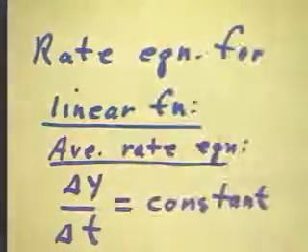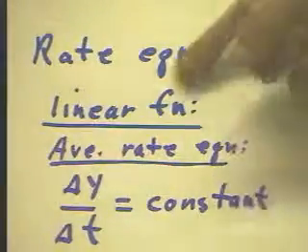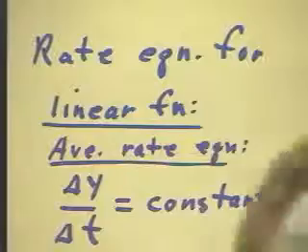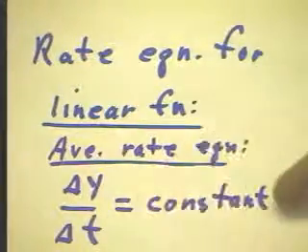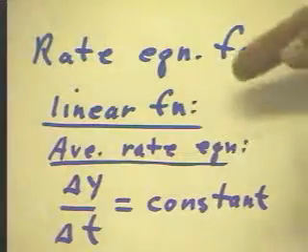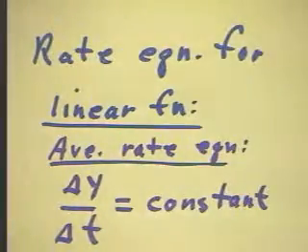Delta y over delta t is the slope, and a linear function always has a graph that has the same slope, so it always has the same rate of change. So by expressing the average rate equation, delta y over delta t equals constant, we characterize the linear functions. So every linear function has this rate equation.